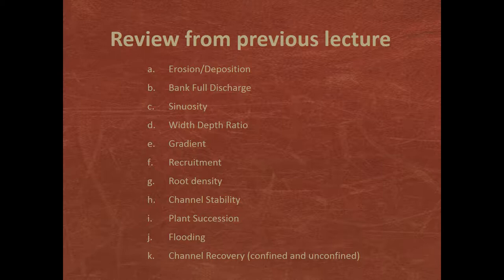Erosion and deposition, bankfull discharge, sinuosity, width-depth ratio, gradient, recruitment, root density, channel stability, plant succession, and flooding. In the course of discussing particular riparian processes and dynamics, we examined a number of remarkable recovery stories.